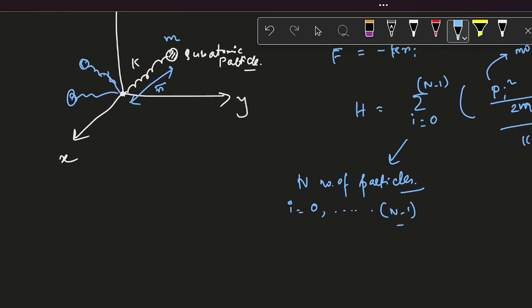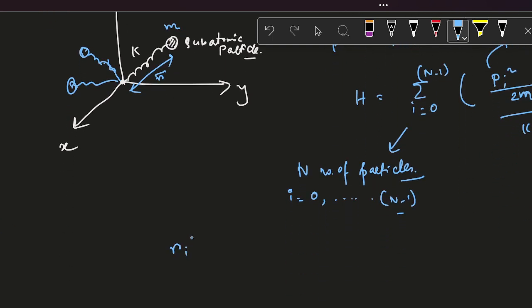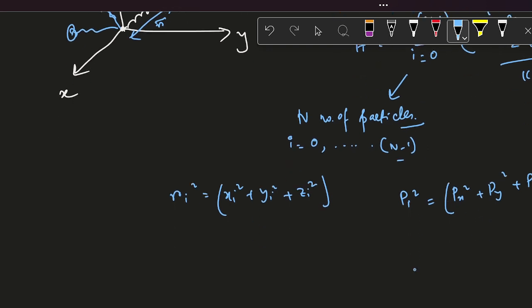So this is the total idea, and because this is in 3D, you know that r_i squared will be nothing but x_i squared plus y_i squared plus z_i squared. Similarly, p_i squared will also be p_x squared plus p_y squared plus p_z squared, because this is in 3 dimensions. And because you are only asked about one single particle, you do not bother about the index i, you just take one particle, and you do not have to take the summation over all the n particles.